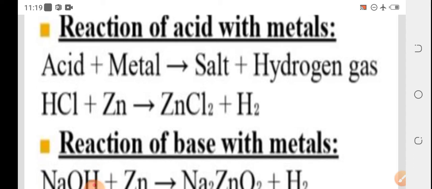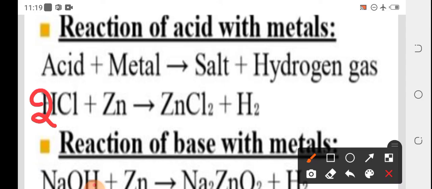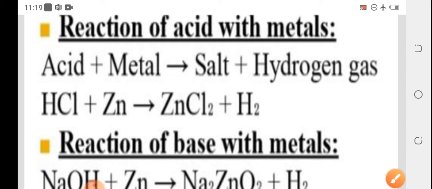You can see the acid is HCl and the metal is zinc. It will form zinc chloride, which is a salt, and hydrogen gas. That means 2 moles of HCl react with 1 mole of Zn to form zinc chloride plus H2.